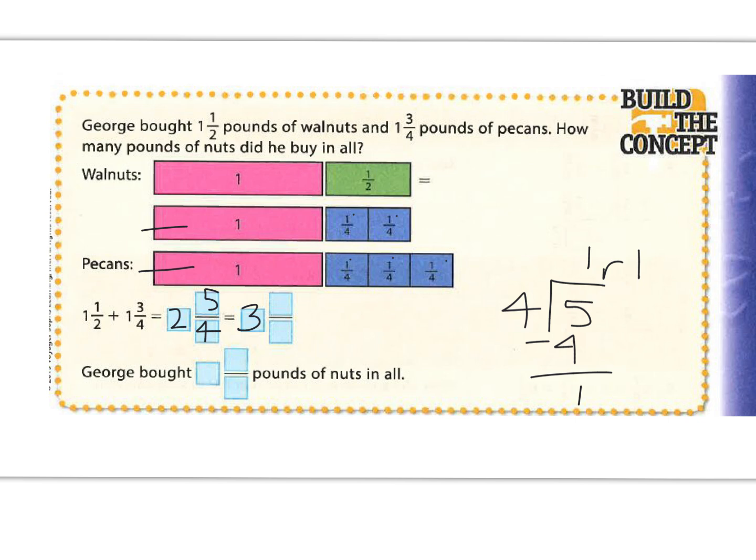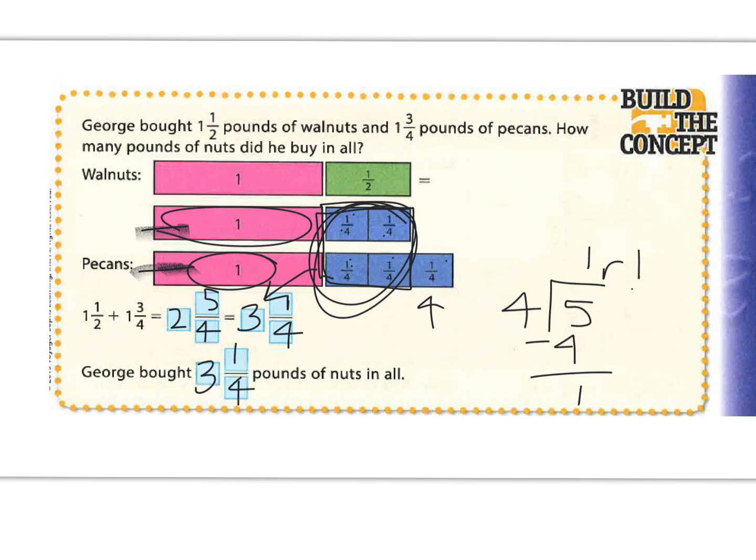It's one whole, sorry, it should have been just 2 wholes. And then we know that 4 fourths equals 1 whole. So we have 1, 2, 3. So that's our whole number. And then we just have the remainder of 1/4 left over. So he bought 3 1/4 pounds.